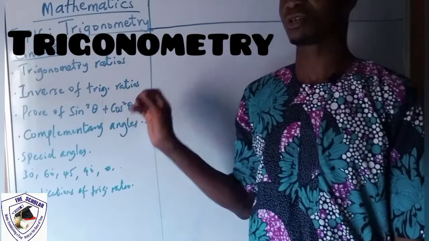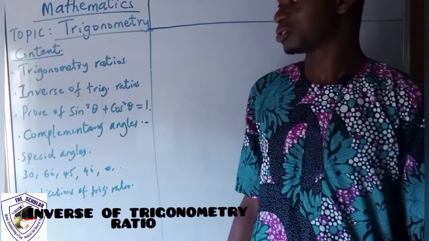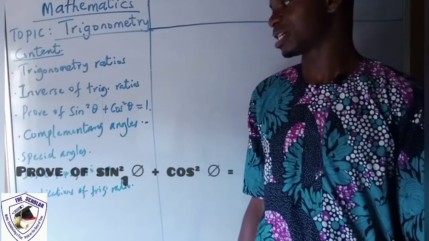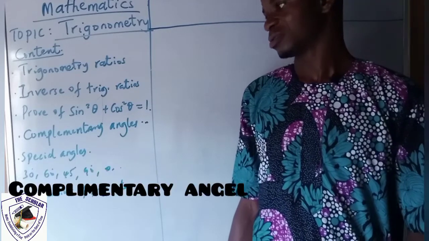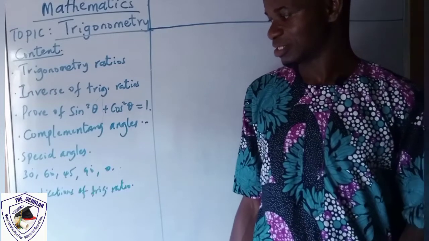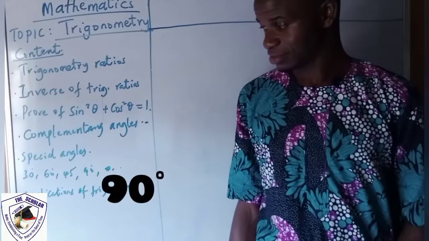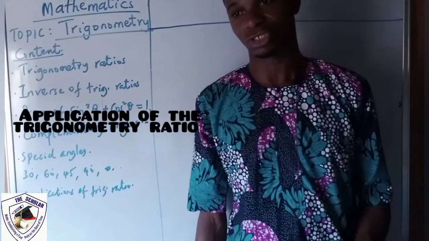Under this topic, we'll be looking at trigonometric ratios, inverse of trig ratios, proof of sine squared theta plus cos squared theta is equal to 1. We'll also look at complementary angles, special angles such as 0 degrees, 30 degrees, 60 degrees, 45 and 90 degrees, then the application of the trig ratios.